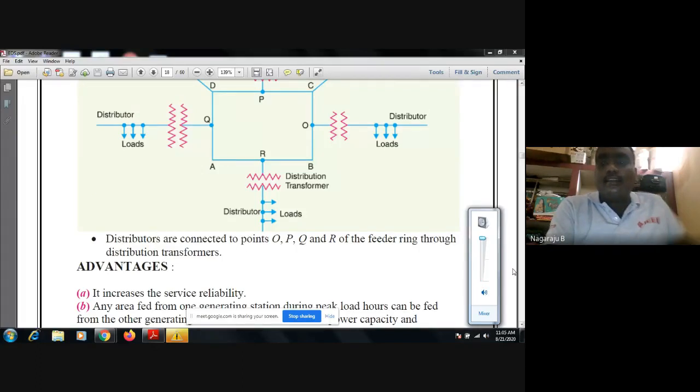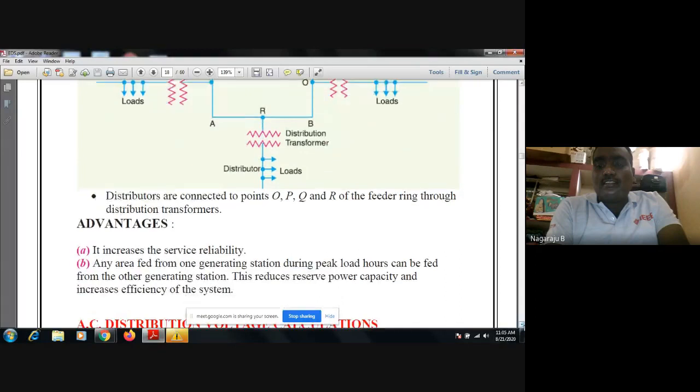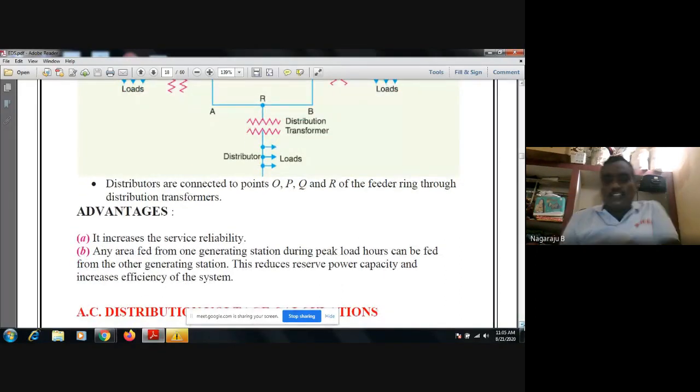And next, any area fed from one generating station, where generating station is nothing but a substation, during peak load hours can be fed from the other generating station. Peak load is nothing but a much higher amount of power being used. So we can shift some loads to the other substation also. That option is there with the interconnected system, and this reduces the reserve power capacity and increases the efficiency of the system.